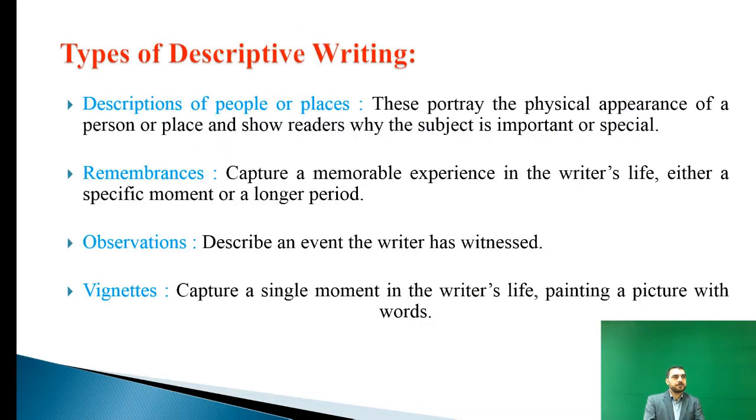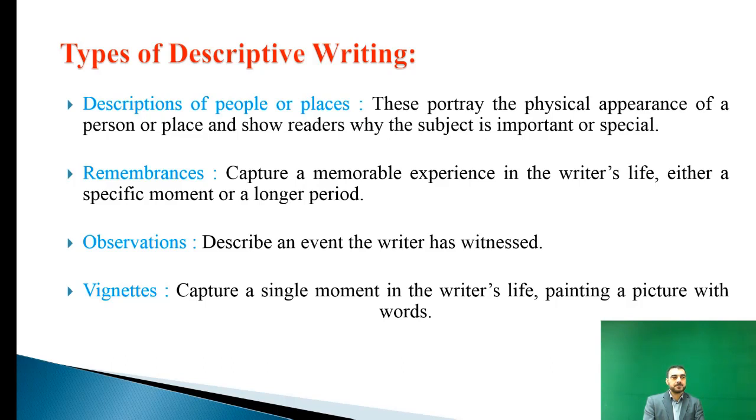Types of descriptive writing. Description of people or places. Descriptive writing may convey description of the following aspects. The first one, description of people or places. These portray the physical appearance of a person or a place and show readers why the subject is important or special.